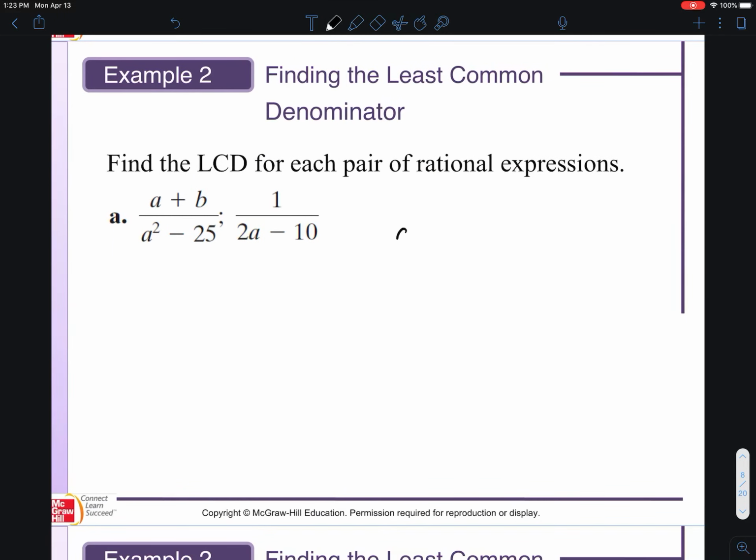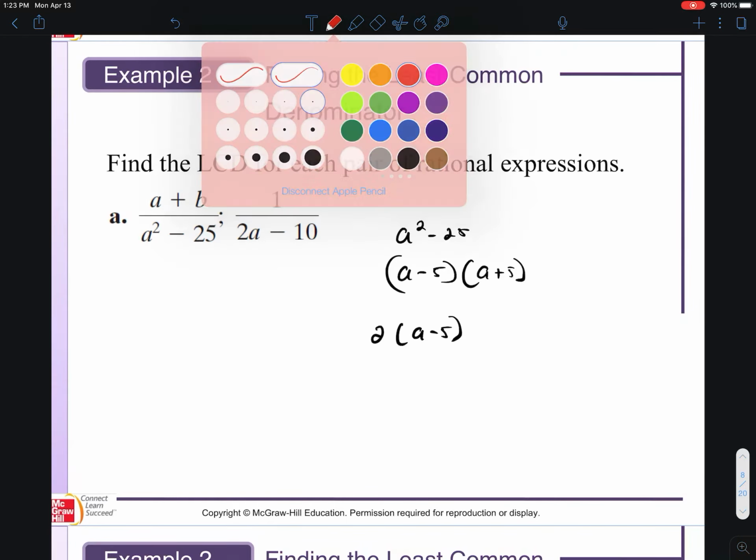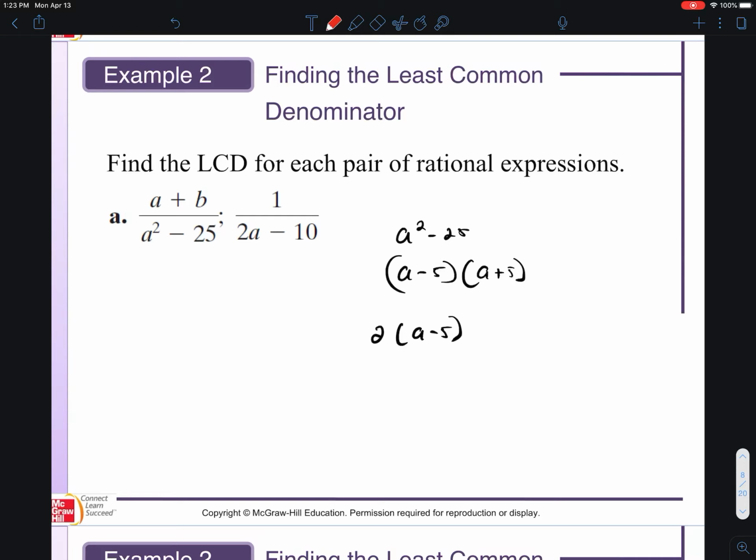Here again, my top one is a difference of squares, right? So a squared minus 25 is going to be a minus 5, a plus 5. Now my other one, if I factor out a 2, I have an a minus 5. So in the top one, I'm going to give it a 2, and in the bottom one, I'm going to give it an a plus 5. Then my LCD will be 2 times a minus 5, a plus 5, which I can write as 2 times a squared minus 25.